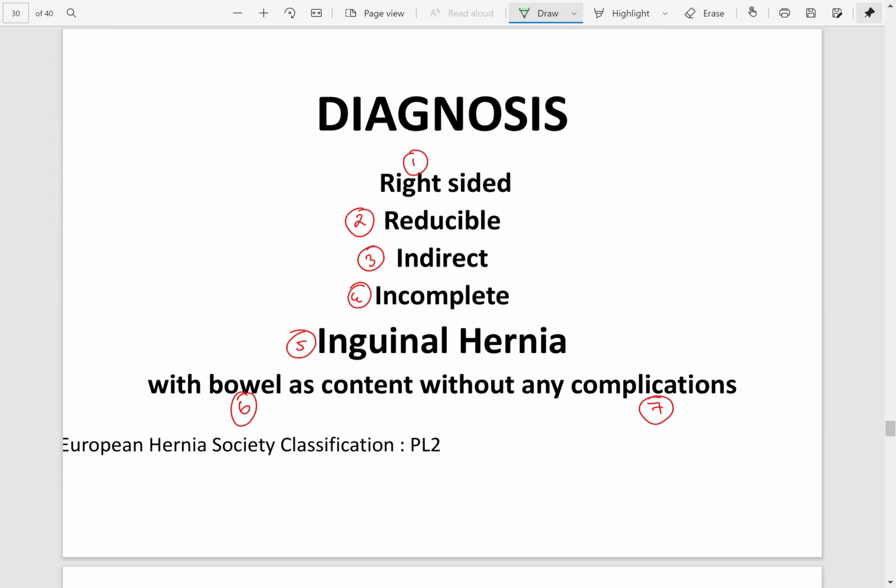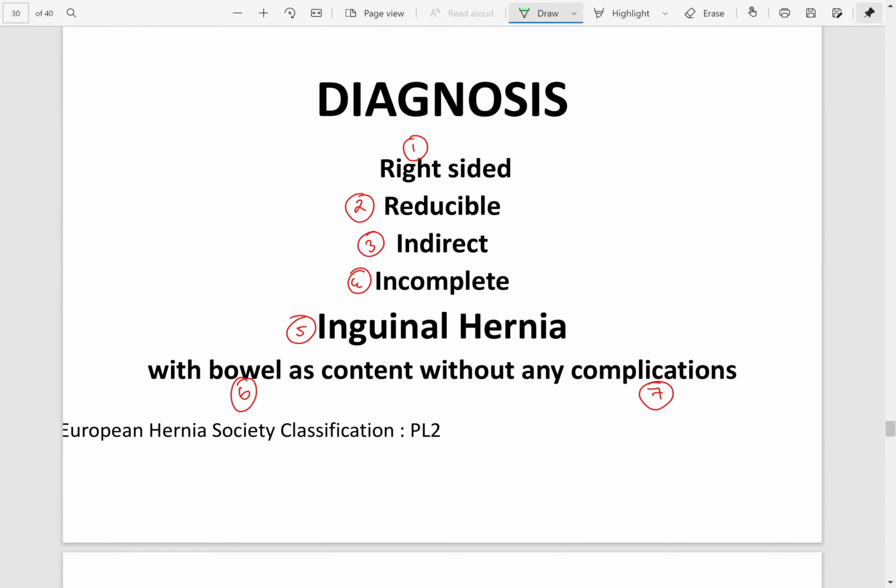So when you're telling the diagnosis, there are 7 things which you need to say in case of an inguinal hernia case. In any hernia case you are supposed to say: the side, is it reducible or not? Is it direct or indirect? Is it complete or incomplete? Which region is it? What are its contents? And is it complicated or not by any strangulation, obstruction or inflammation, something like that.